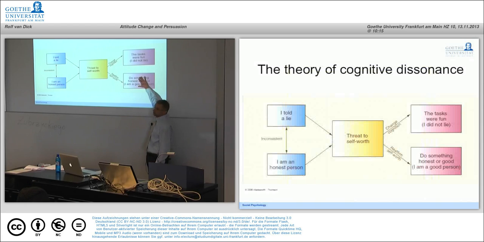This was not an option in Festinger and Carlsmith's experiment. So people had to change their opinions. And they have to do it particularly when they don't have any external justification for why they told a lie.